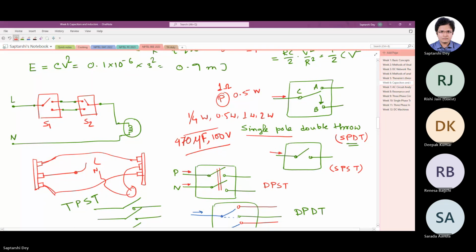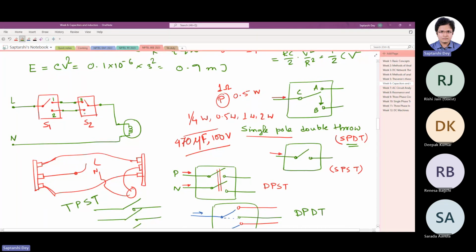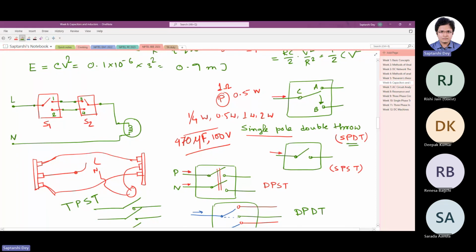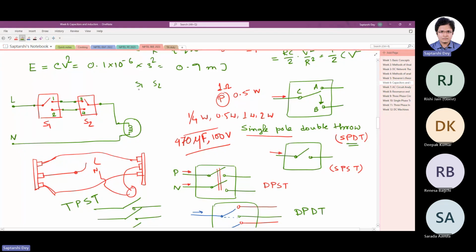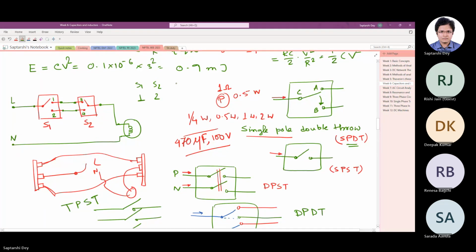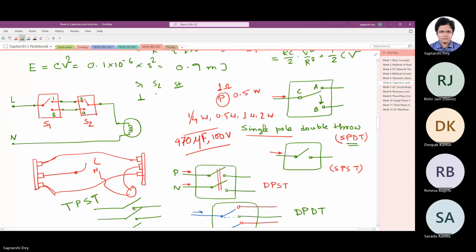Okay, now look at the operation. Say I mark the points as 1, 2, 3 and 4. Now you see, say switch 1 is at position 1 and switch 2 is at position 3, S1 and S2. If switch 1 is at position 1 and switch 2 at position 3, what is the state? Tell me whether the light is on or off.